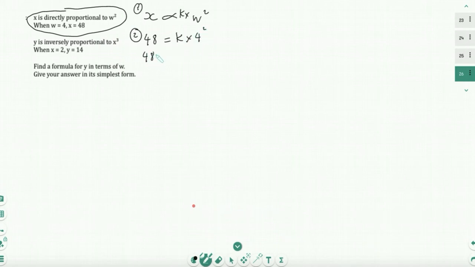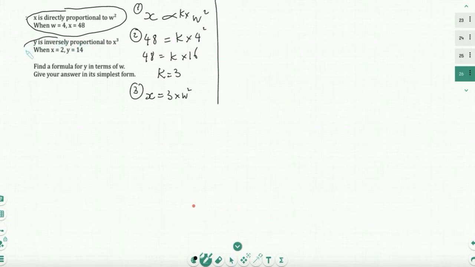So 48 is equal to K times 16. Something times 16 is 48. K is 3. You can just do 48 divided by 16. So our formula is going to be X is equal to 3 times W squared.